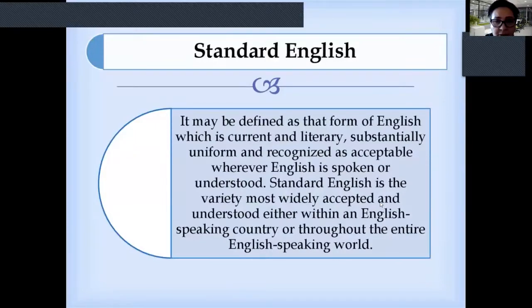According to standard English, it may be defined as the norms of English, which is current and literary, used wherever English is spoken or understood. Speaking about standard English, it is the variety most widely accepted and understood either within an English-speaking country or throughout the entire English-speaking world.